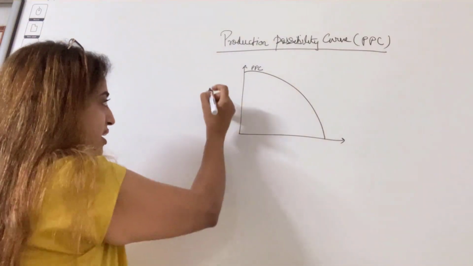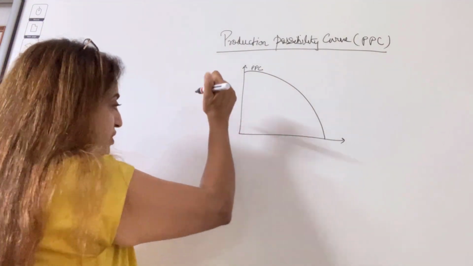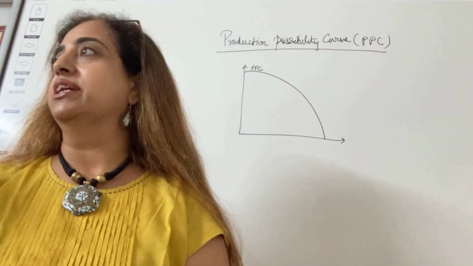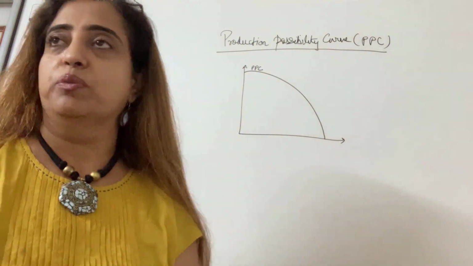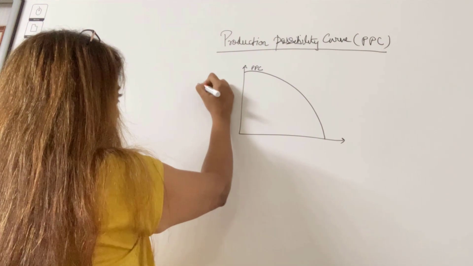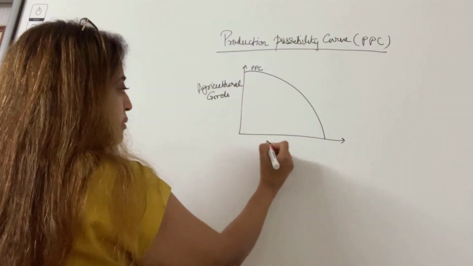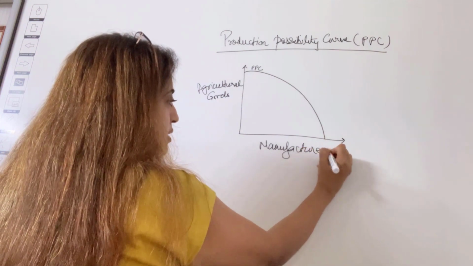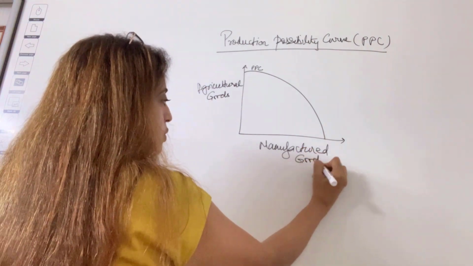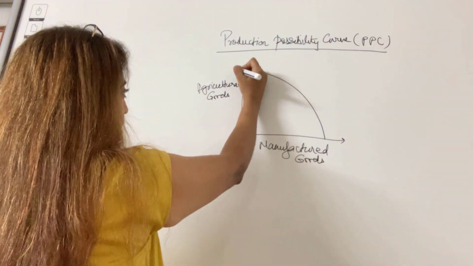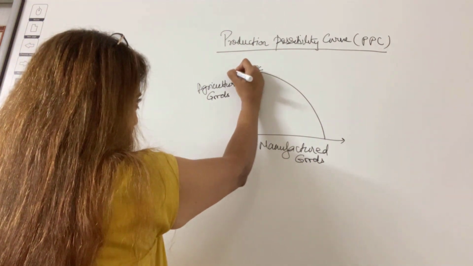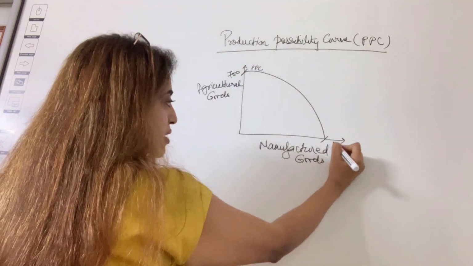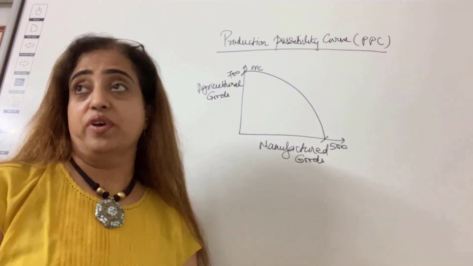Any two goods you can take. So let's take capital goods, consumer goods, we can take good X, good Y, good A, good B, anything we can write. So let's take agricultural goods and manufactured goods. So one from primary sector and one from secondary sector. And let's assume they can make say 700 units of agricultural and 500 units of manufactured.